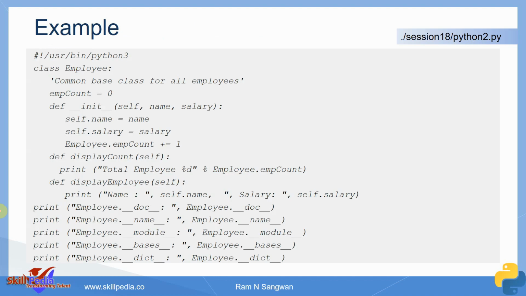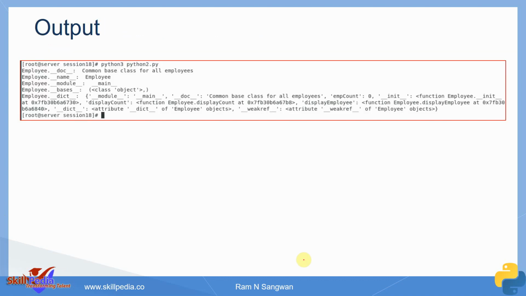This is the example I have just explained. We have seen that example 2 in Python 2. We printed all the built-in attributes and we saw the outcome here, and this was the output of it.